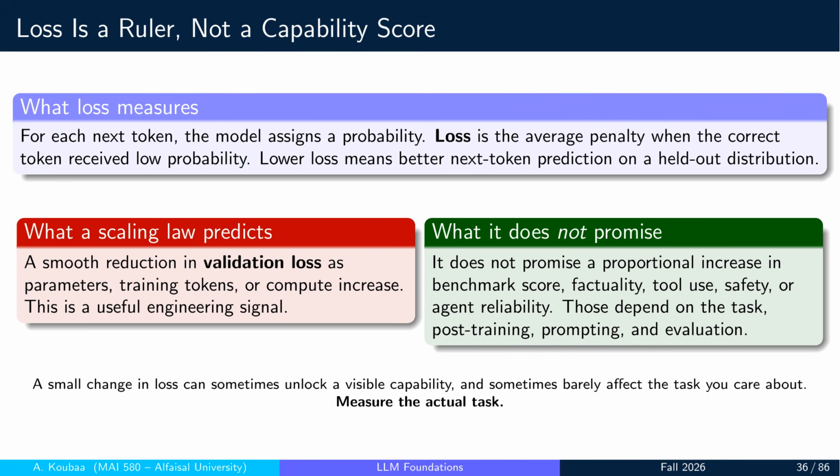Now, the line at the bottom, and it is deliberately two-sided. A small change in loss can sometimes unlock a visible capability, and can sometimes barely affect the task you care about. So measure the actual task. If your project claims an improvement, show success rate, cost, latency, and robustness, not a generic model metric.